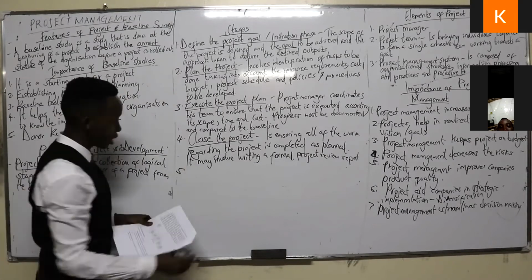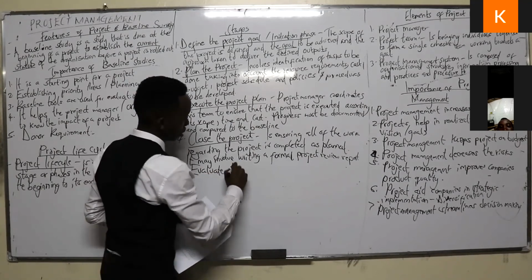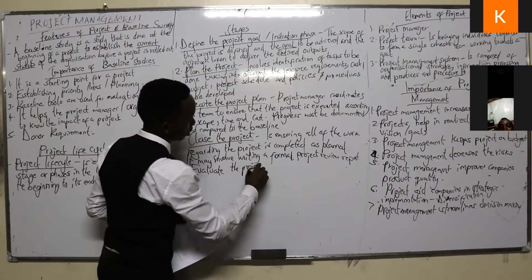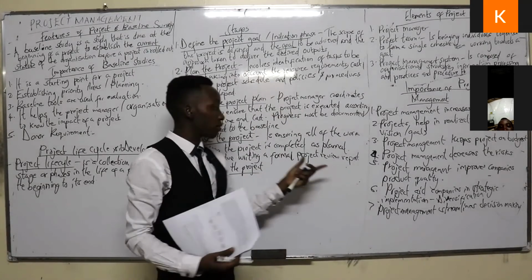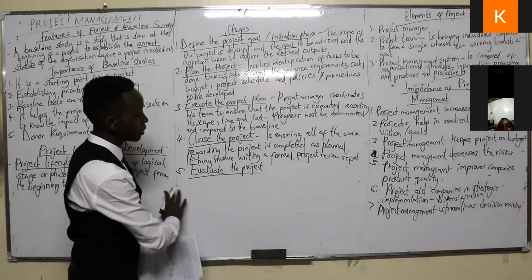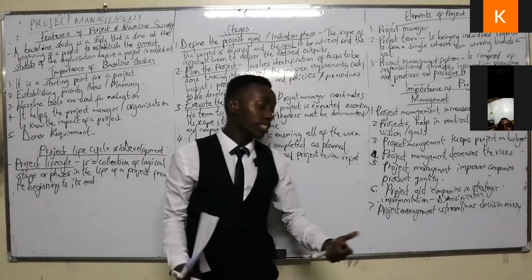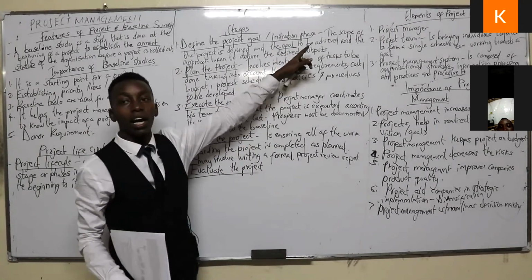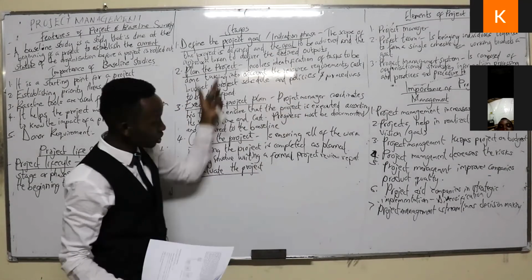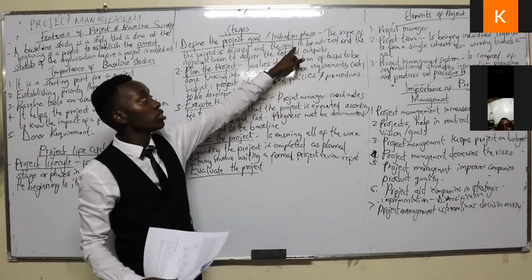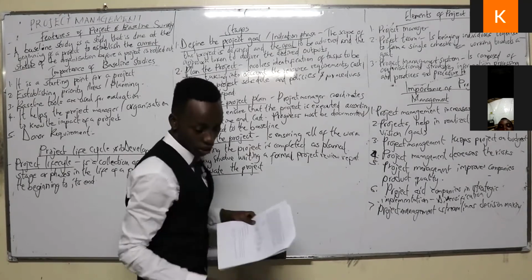Now, lastly, you evaluate the project. Taking, for example, the case that you're using for the construction of the Thika Highway, after we finished building that road, a few years later, we try and see, did it achieve the goal that we had hoped for it? So evaluation of the project is an analysis of whether the project that we undertook has achieved the goals that it was intended to. So that is the last step, evaluating the project.